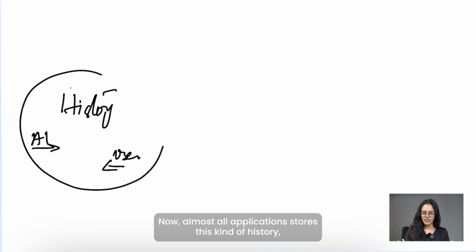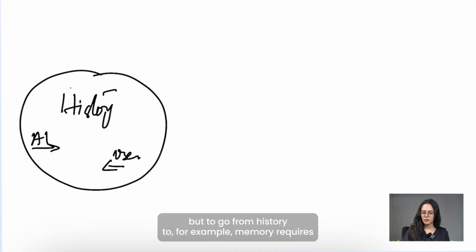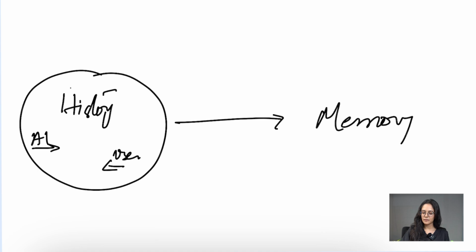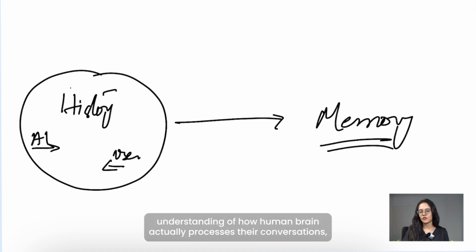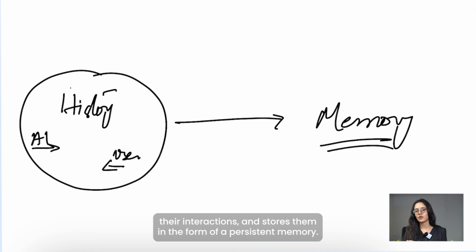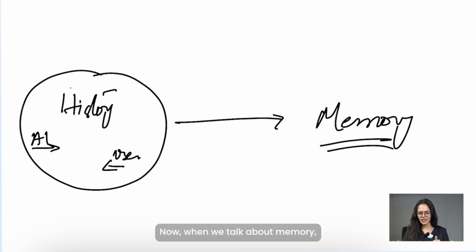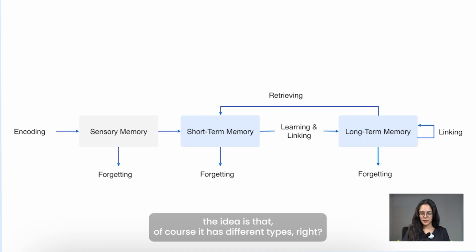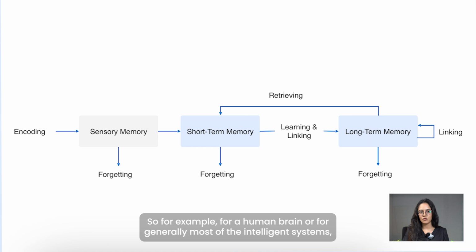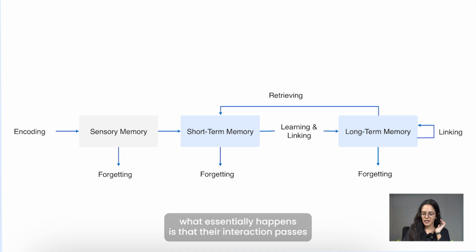Almost all applications store this kind of history. But to go from history to memory requires a deeper understanding of how the human brain actually processes conversations and interactions, and stores them in the form of persistent memory. When we talk about memory, the idea is that it has different types.